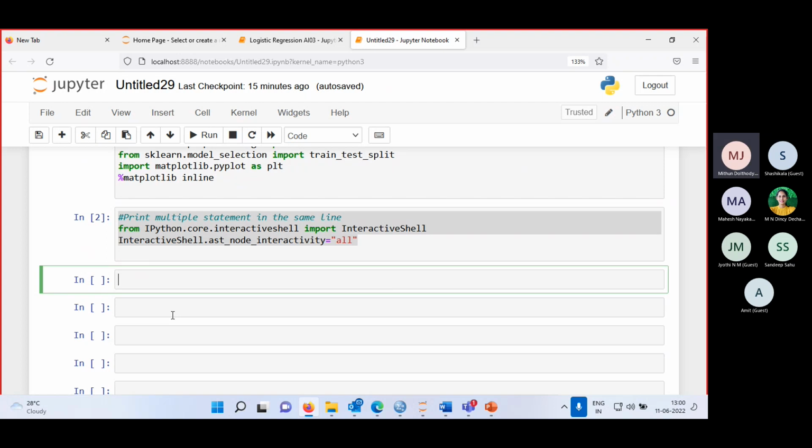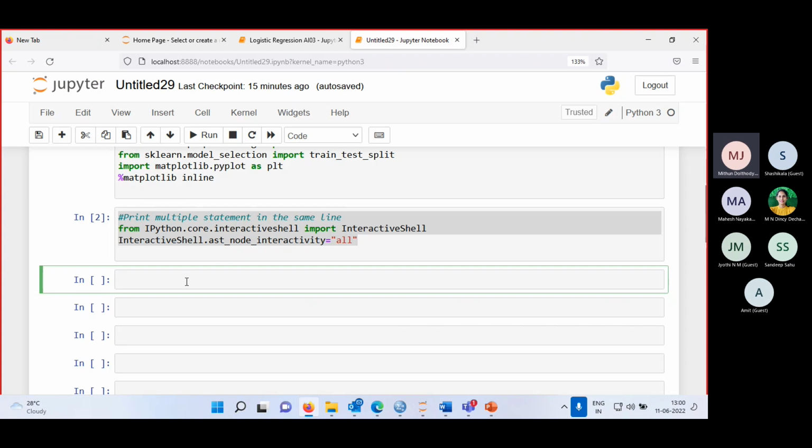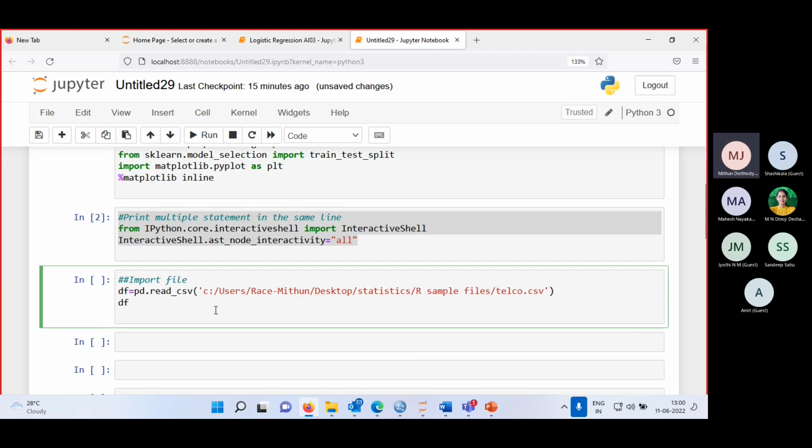This is done, everybody. Now we have to go into the stage of importing the file. I don't know where you have saved the file. In my case, it is desktop. So I'm just using pd.read_csv as a function, with the path C drive, users, desktop, statistics, sample files, Telco.csv.